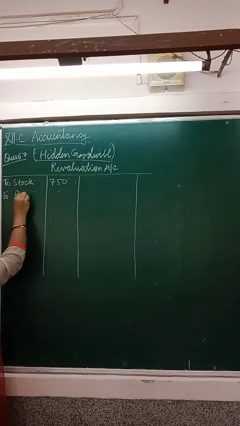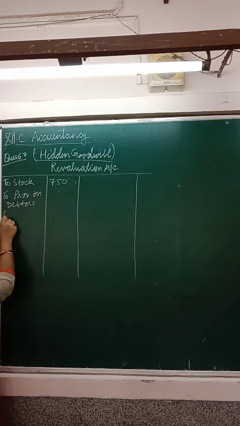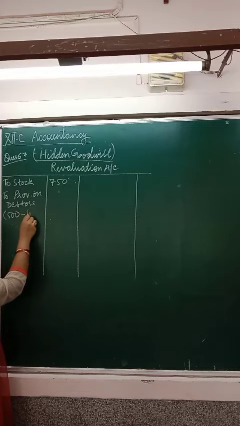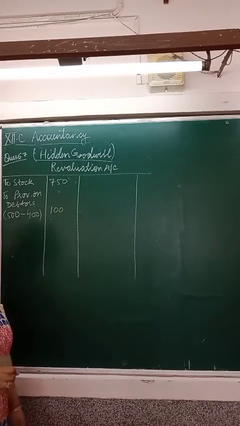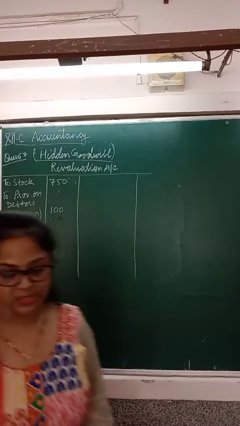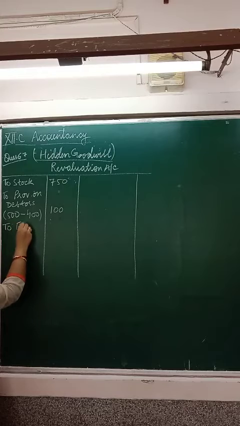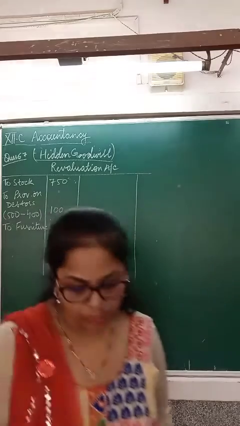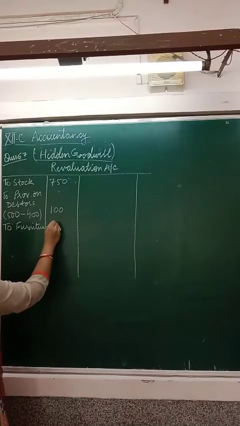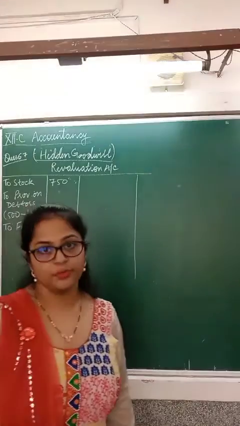So, provision on debtors. Now the total provision has to be 500, out of which 400 is already given in the balance sheet. So through revaluation account we will provide a provision which was not there, rupees 100. Then furniture is to be decreased by 10%, so depreciation on furniture. The total amount of furniture is rupees 5,000 minus depreciation. Calculate 10% of rupees 5,000, which is rupees 500.